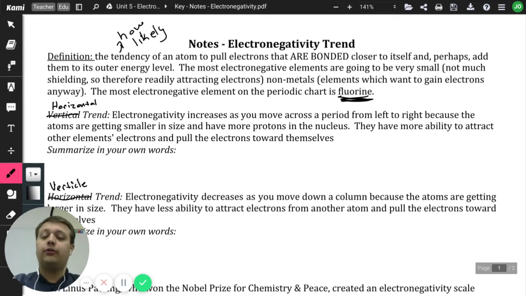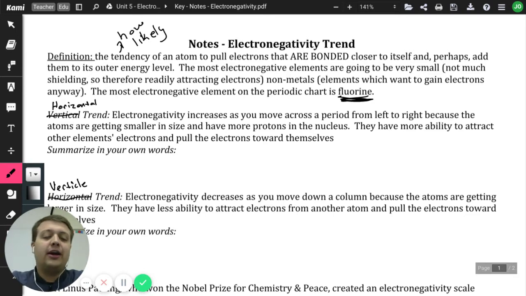Now, what about our horizontal trend? Our horizontal trend basically says that as I move across the periodic table from left to right, my electronegativity is going to increase. Why? As we move from left to right, we're increasing our number of protons, and since we're increasing our protons, we're increasing our Zeff, that effective nuclear charge. And a higher Zeff means more electronegativity.